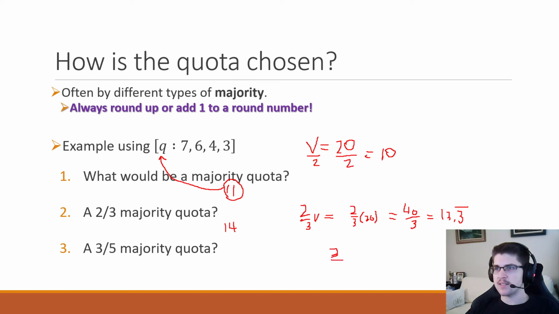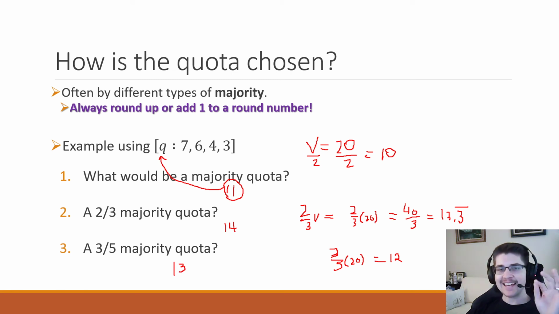3/5 would be a little bit easier since 5 actually goes into 20. That would be 60 over 5, which is 12. And again, majority typically implies it's more than that threshold because 12 would be exactly 3/5. So a 3/5 majority would generally imply 13.